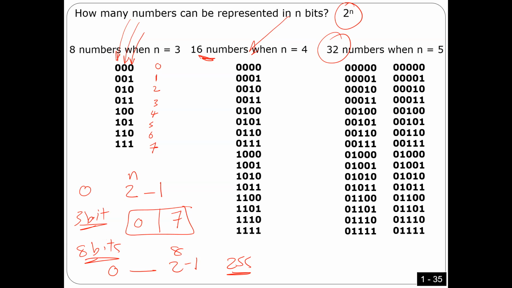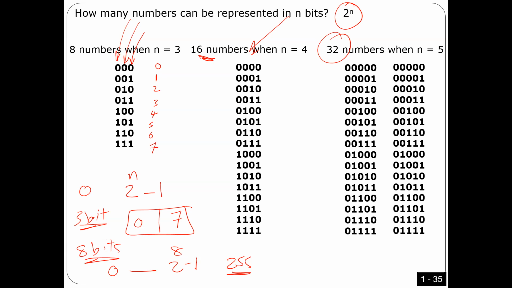And in total, you start from 0 until 255. So in total, how many numbers do you have? We have 256, which is 2 to the power of 8, because you start from 0.